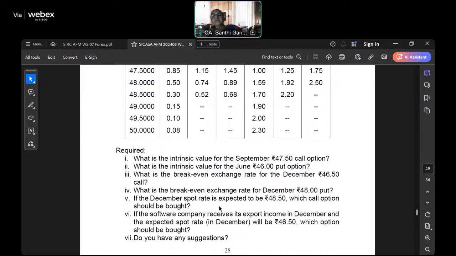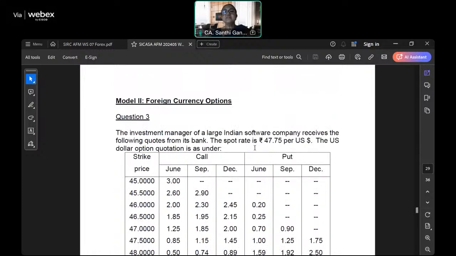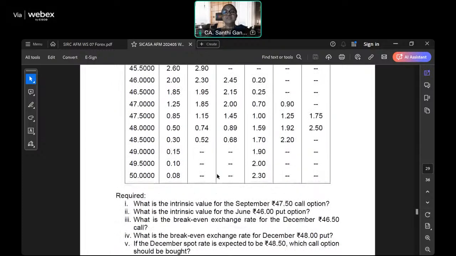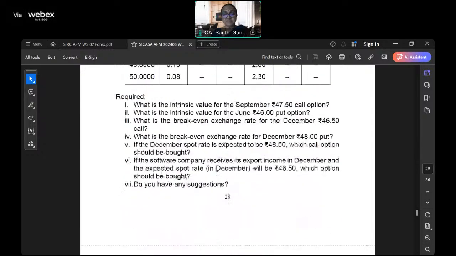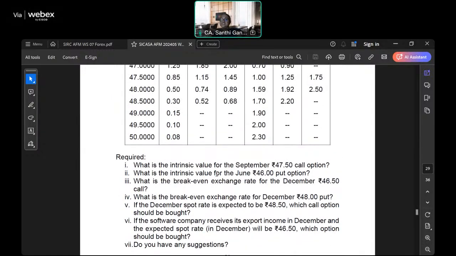So they are asking you regarding a decision as to which call option you will buy, which put option you will buy. And you find that they have foreign currency receivables as well as payables. So do you have any suggestion? Means instead of doing like this, can they do something else? Instead of an option, can they do something else? Now, here we need to know regarding hedging techniques.